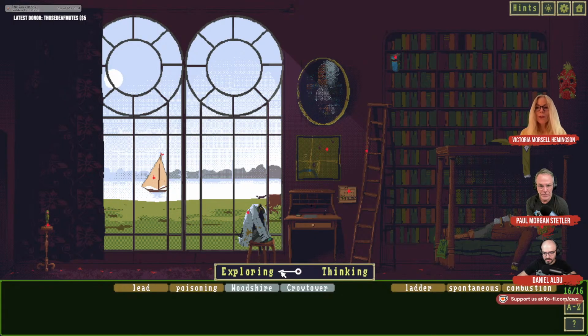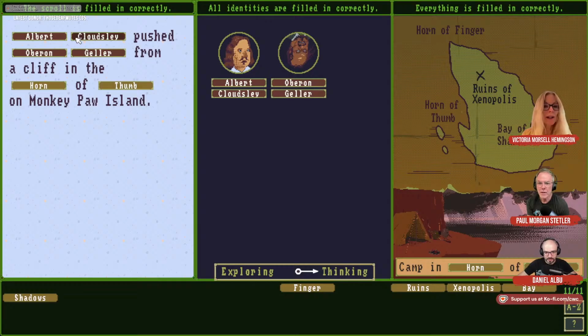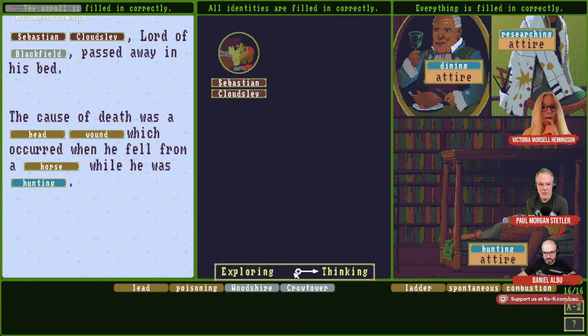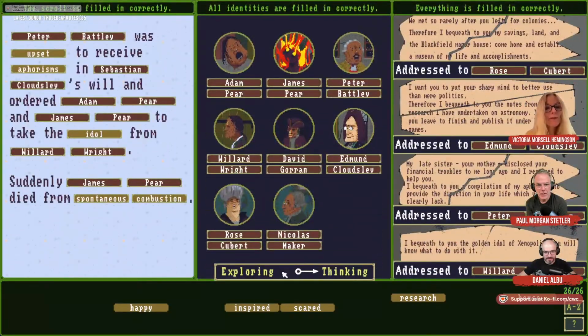They're related somehow. Can you go back to the first one? Sebastian Cloudsley. So Albert Cloudsley pushed Oberon, but then in the next one, someone killed Sebastian. Sebastian looks older than Albert. Oh no, he died. Sebastian Cloudsley died. No one killed him. He fell from his horse. That's as far as we know. Looks legit. Well, somebody spooked the horse. Okay, then what? It's very mysterious.